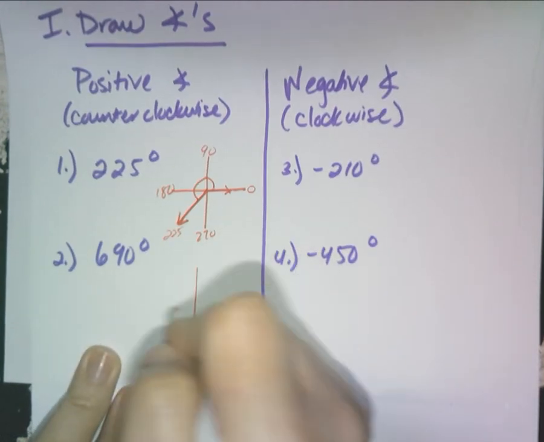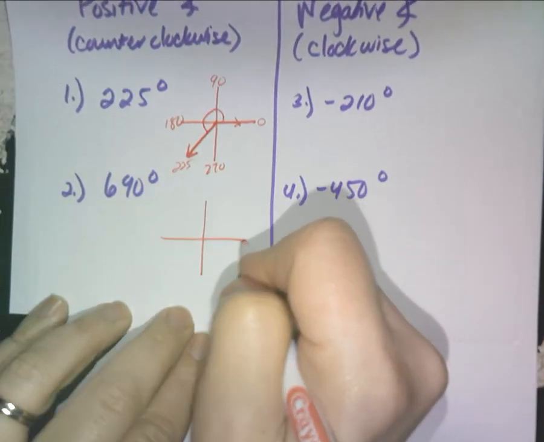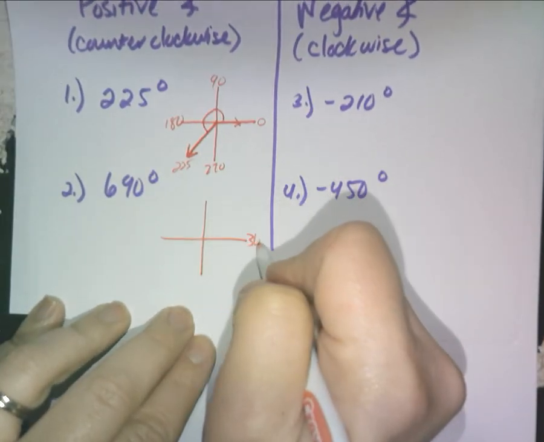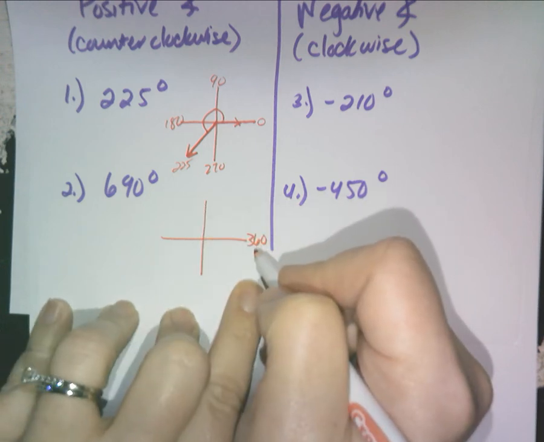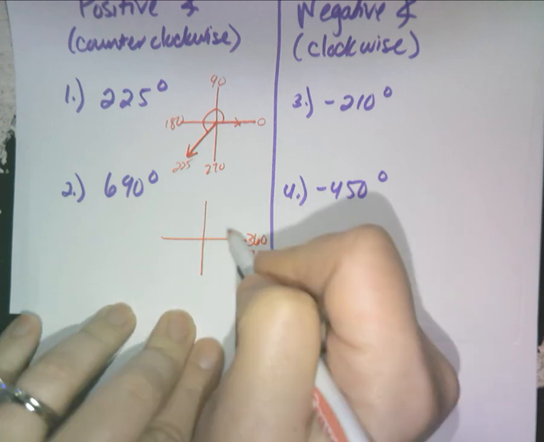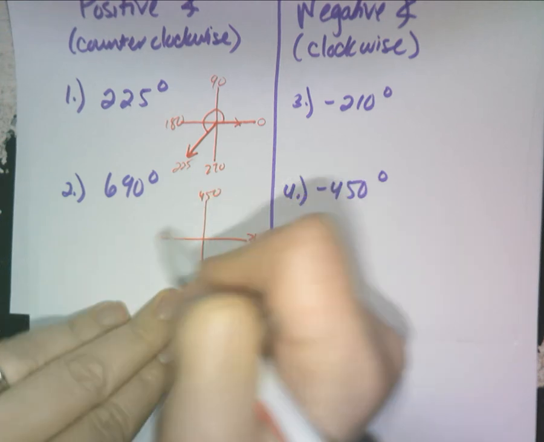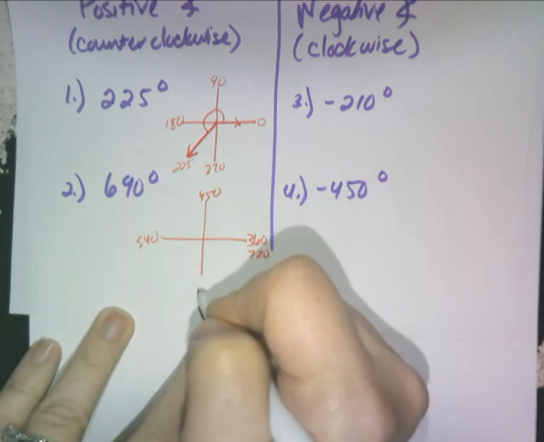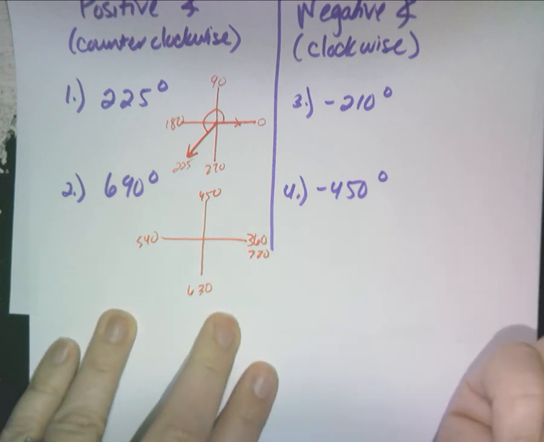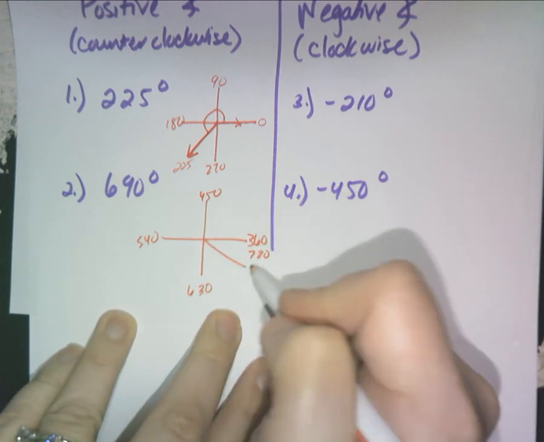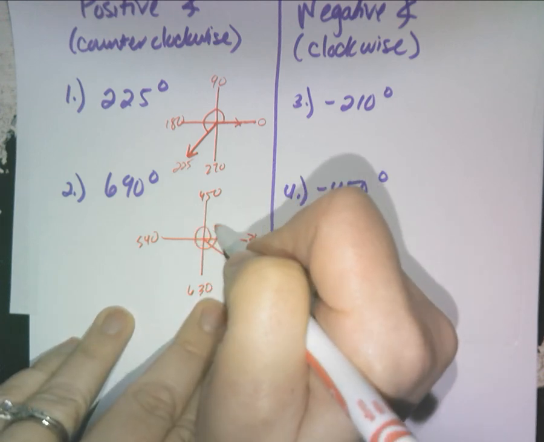So then 690, where would that be? So let's see. If I go around one time, I'm at 360, right? If I go around two times, I'm at how much? 720. So if I start counting around, let's see, 360, 450, 540. Am I doing this right? 630. So where's 690 going to be? In that fourth quadrant. And again, I don't need you to be accurate. I do not need you to make the loops.